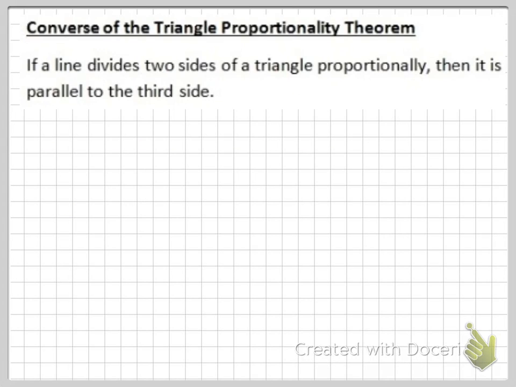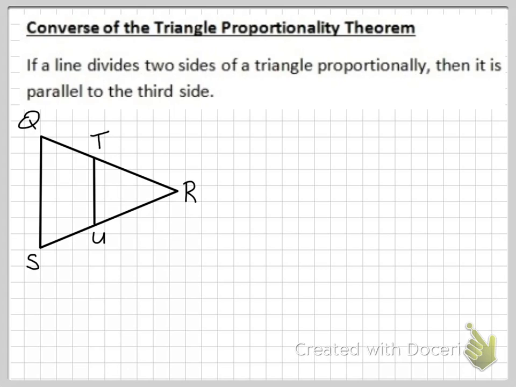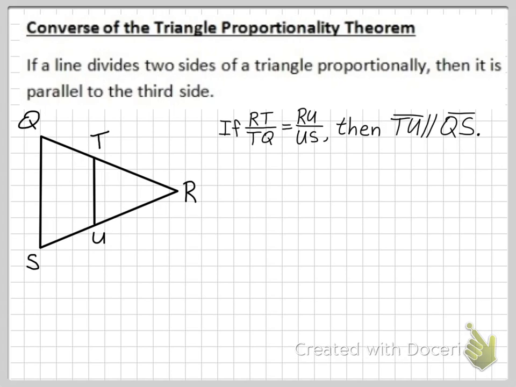Okay, and we have now the converse of the triangle proportionality theorem, which states that if a line does divide two sides of a triangle proportionally, then it must be parallel to the third side. Okay? So in other words, if you have this triangle, for example, and you take RT and divide it by TQ, and then you also take RU and divide it by US, if those two ratios are the same, that will only happen if TU is parallel to QS.